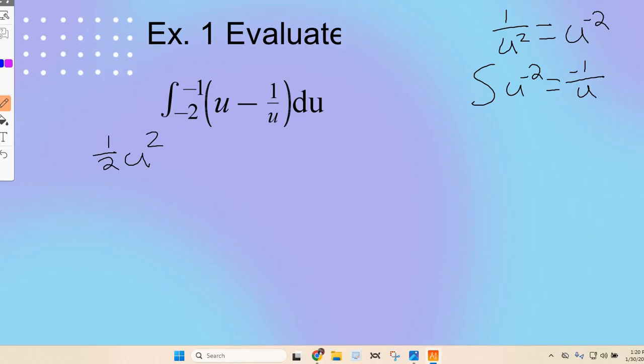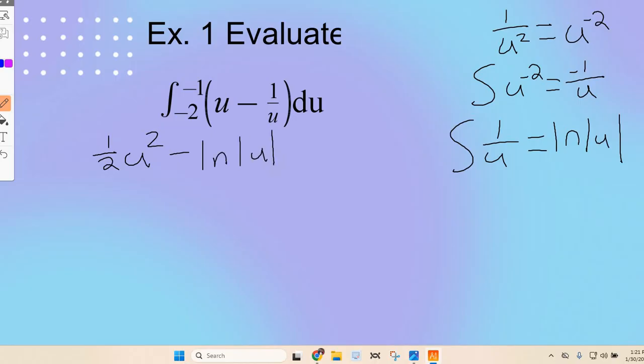So again, we're going backwards, so we can think about what derivative gives us 1 over u or 1 over x, right? And it's going to be the natural log. But we do have to be careful, because since we're going backwards, what are we not allowed to have inside a natural log? Negative. So it's actually the natural log of the absolute value of u.